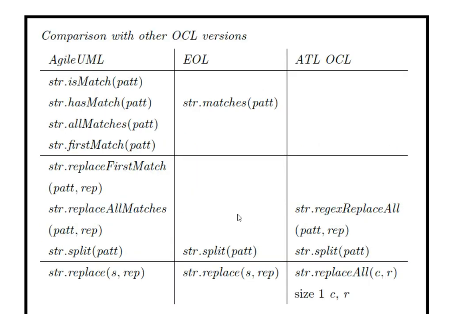Now, comparison with other OCL versions. In OCL version 2.4 there isn't any regular expression support, but in other versions of OCL there have been proposals. So in EOL we have a has match, which is perhaps confusingly called matches. We have split, and we have replaces, replacing literal expressions, not patterns. In ATL OCL we don't have any checks for matches, but we have replacing operators and splitting, and replace all, but only for size 1, C and R, not for longer strings.